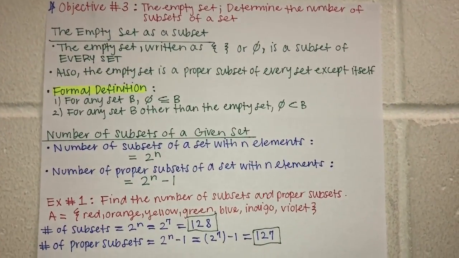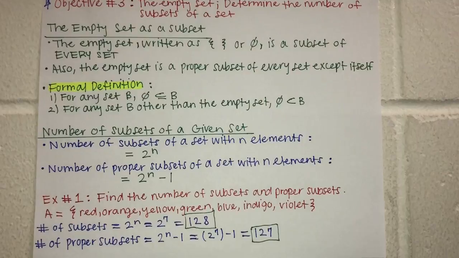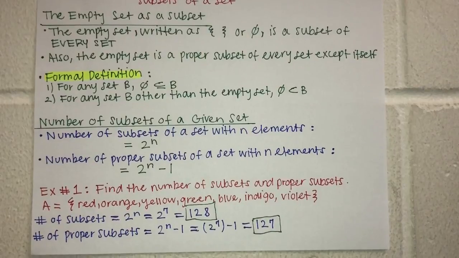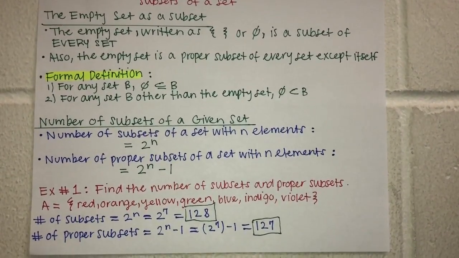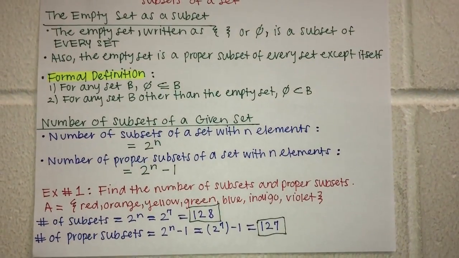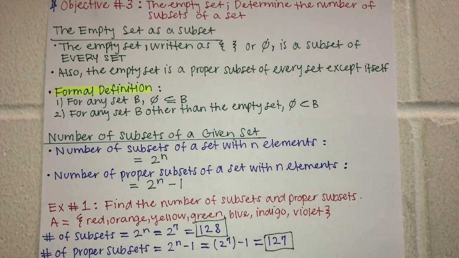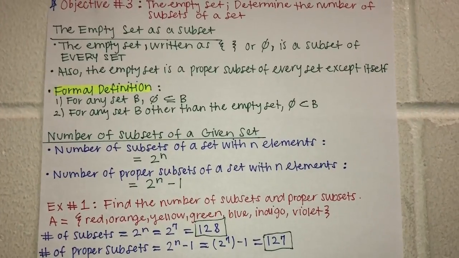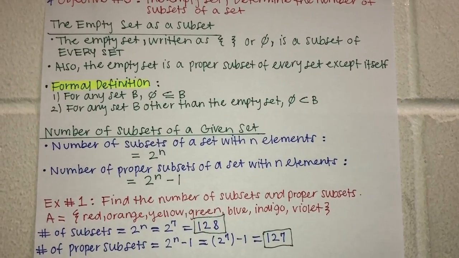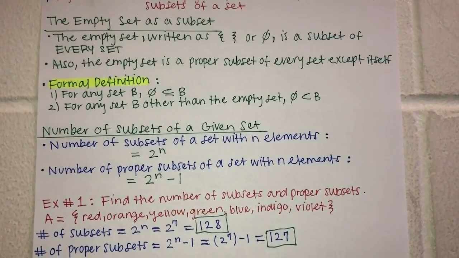The last objective in section 2.2 includes the empty set and how to determine the number of subsets of a set. The empty set as a subset. The empty set, written as two braces with nothing in the middle, or a zero with a line through it, is a subset of every set. Also, the empty set is a proper subset of every set except itself. The formal definition says, for any set B, the empty set is a subset of set B. Also, for any set B other than the empty set, the empty set is a proper subset of set B.